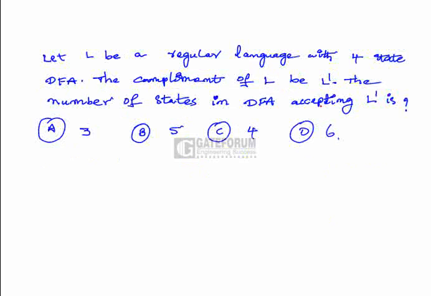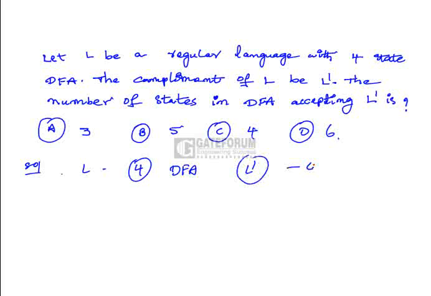A regular language with a 4-state DFA. The complement of L is L dash. The number of states in the DFA accepting L dash is 3, 5, 4, 6. Actually, if L is a regular language and there are 4 states in a DFA, for example, then the complemented language also contains 4 states, because the only thing we have to do is change the final states into non-final states and the non-final states into final states.